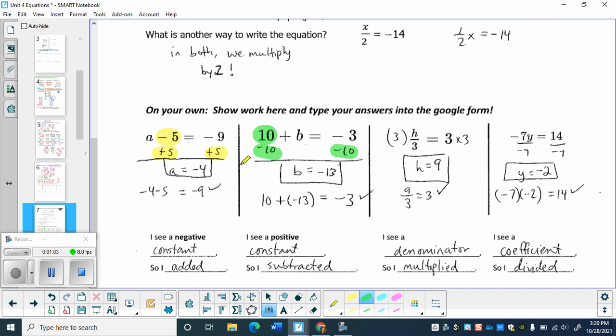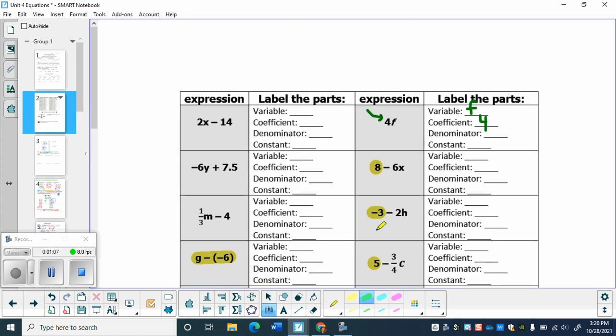Earlier, we really practiced how to identify what we're looking at, and I'm actually going to go back to this page right here. You might remember that when we watched the video on this, you had to label that the 2 was the coefficient, the x was the variable, there is no denominator here, and the constant is the -14. So this problem right here, y'all, actually has two things with the variable. We have a coefficient and a constant.